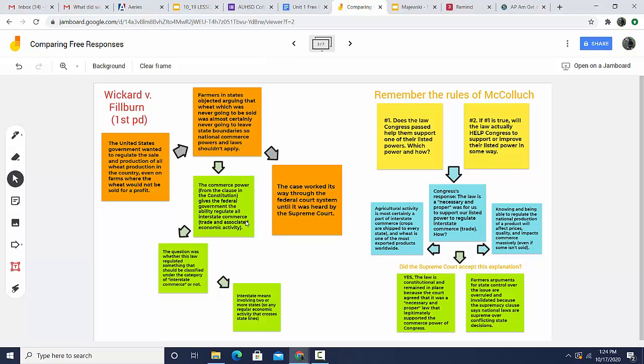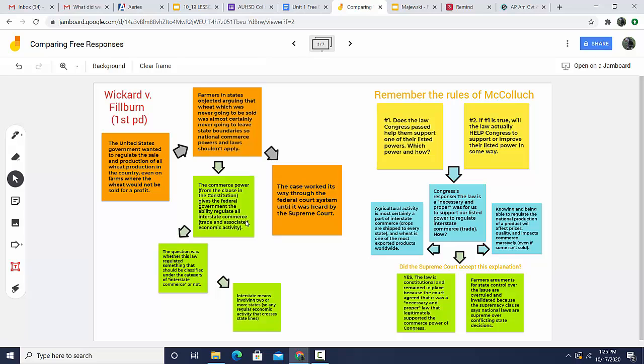So anyways, the case worked its way through the federal court system until it was heard by the Supreme Court, right? And of course, again, it's farmers challenging a national law, arguing that the states should have the power to make it instead. And the national government is going to now justify why they believe they have the authority to make it. So, same rules of McCulloch apply here. Does the law passed by Congress help them to support one of their listed powers? Which power and how? That's the national government's job to explain. And then number two, if number one is true, will the law actually help Congress to support or improve their listed power? That's for the court to decide.